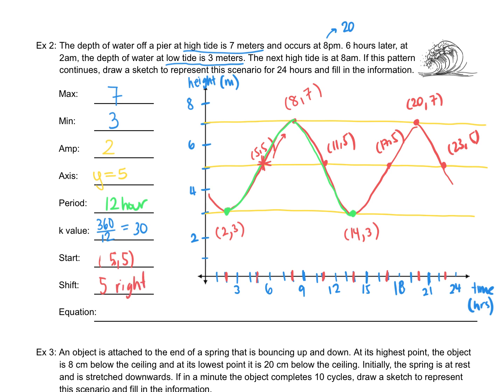So now for our equation. In terms of the variables, let h represent the height in meters, and let t represent the time in hours. So we have h at t equals, our amplitude is 2 and no reflection because from the starting point we're heading up to the maximum. So 2 sine, the k value is 30. We're shifting to the right 5, so t minus 5. And then the central axis is also 5. And there we go. So here is a tide example that can also be seen as a sinusoidal function.